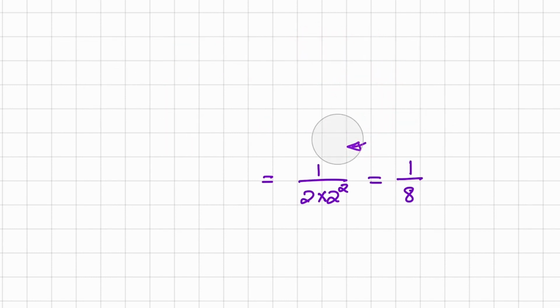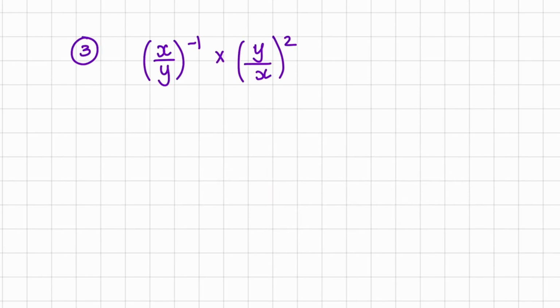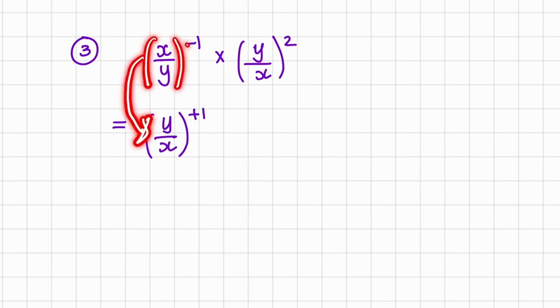Let's go on to our final example for this video. So here we have x over y raised to the power of minus 1 times y over x raised to the power of 2. Now, there are various ways that you can deal with this. What I would like to do in the first term, I'm going to flip it upside down, and that will change the exponent of negative 1 to plus 1. So when you take the reciprocal of a fraction, and it's in brackets, then the negative exponent will become a positive exponent. Next, I can multiply the 2 into each of the exponents of y and x.